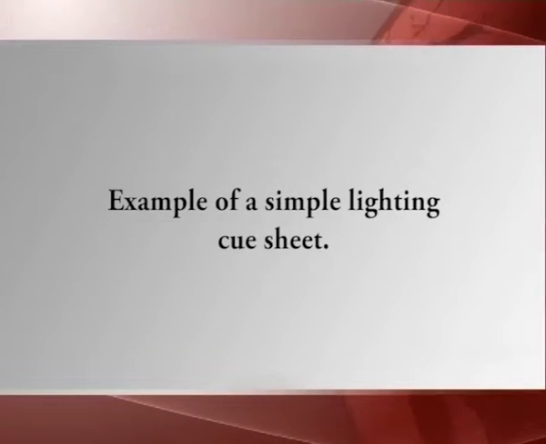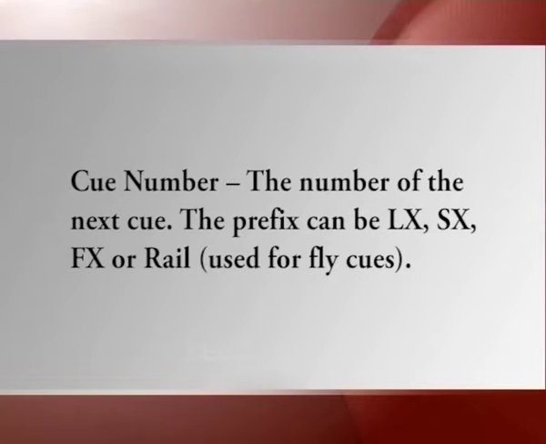Now let us see the example of a simple lighting cue sheet. We have these columns in a cue sheet. The first is the cue number. In this, you give the number of the next cue. The prefix can be LX, SX, FX or RE, used for fly cues.